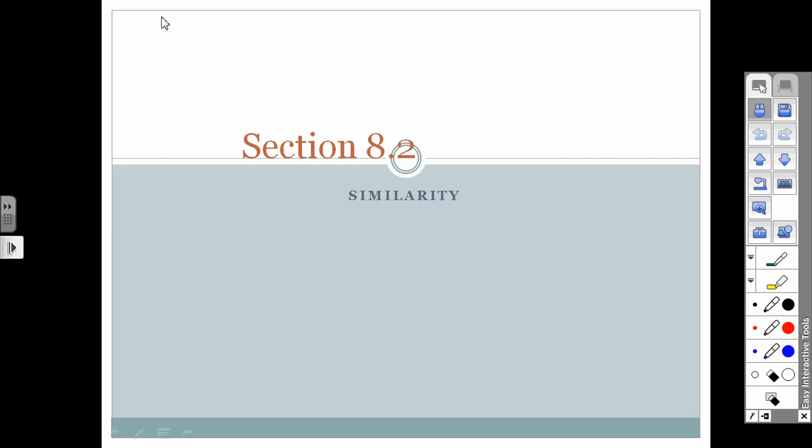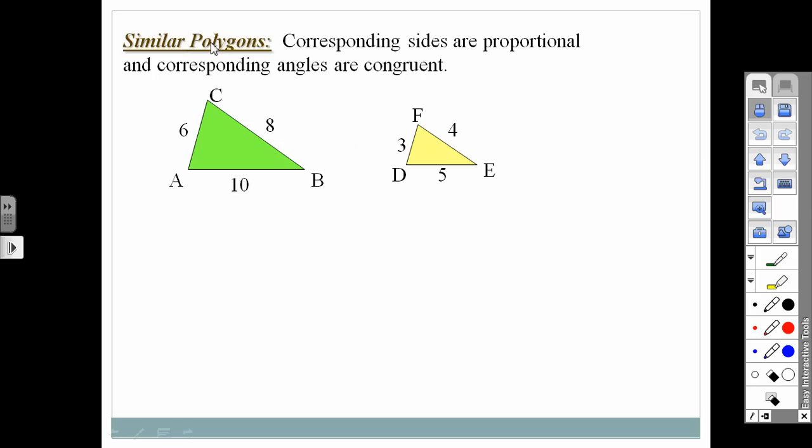Okay, so section 2, all about similarity. Here we go. What does it mean to be similar to something? Well, similar polygons just mean that you have two shapes where all the corresponding sides are proportional to each other, and all the corresponding angles are going to be congruent.